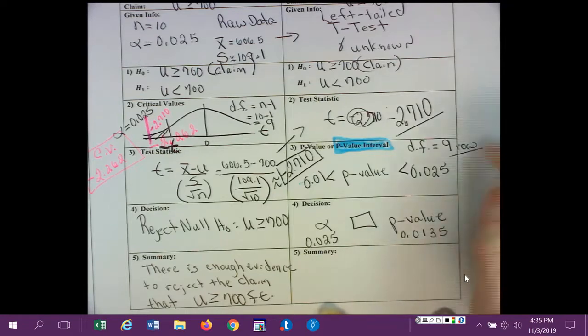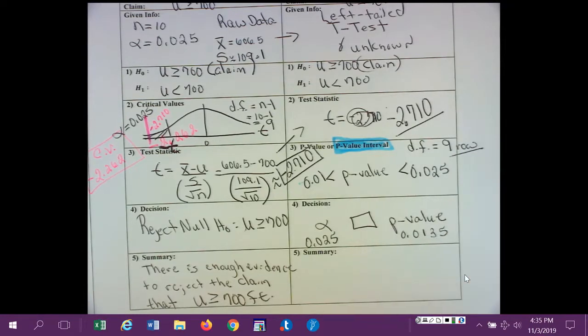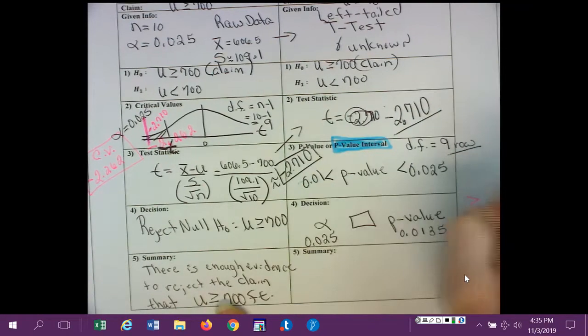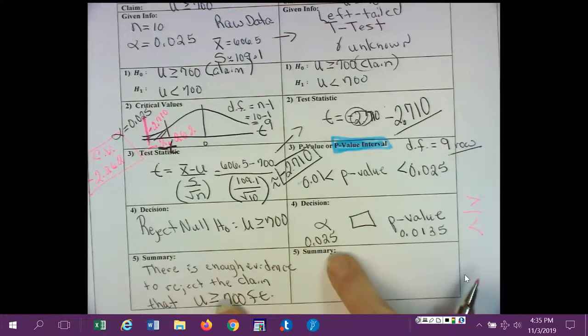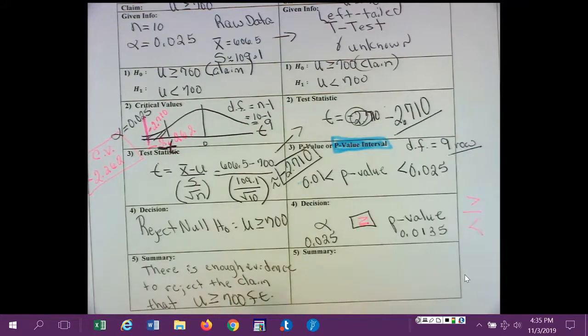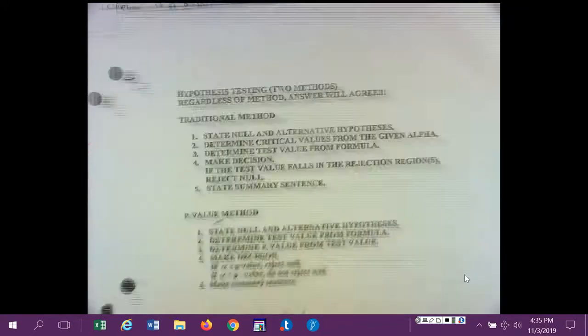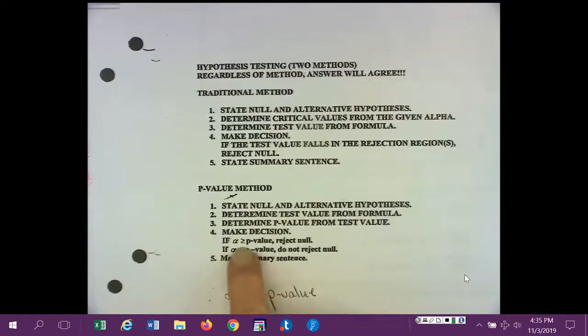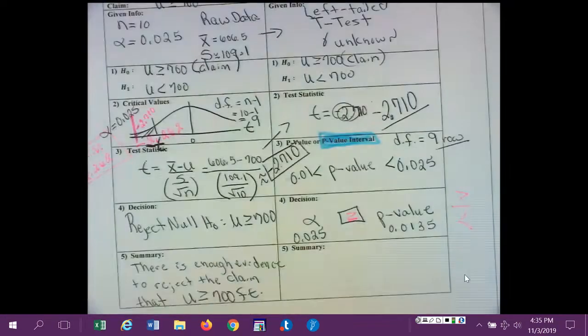Again, if alpha is larger, reject the null. If alpha is smaller, do not reject the null. When you go to your page, you either put in greater than or equal to or less than. 0.025 is larger than any possible p-value between these two numbers. So alpha is greater than or equal to, because I'm following what my sheet says, even though it's strictly greater than. Students want to just put greater than, and I guess you can, but I go by my sheet and put greater than or equal to. And then that says to reject the null statement.